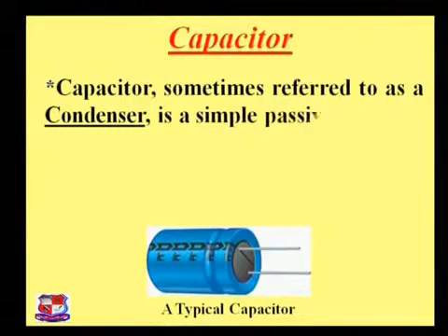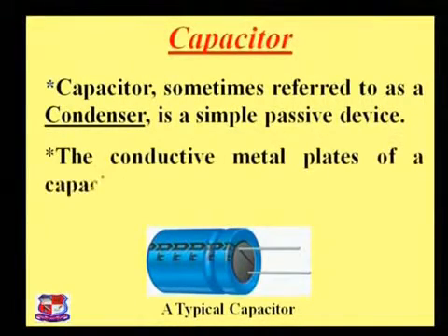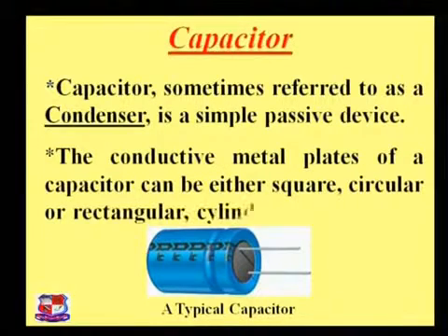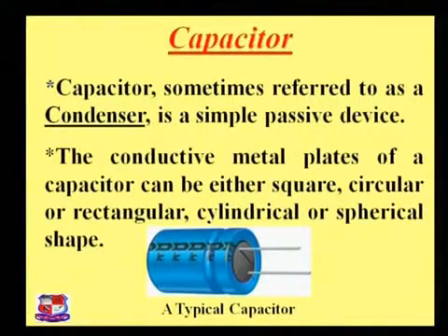Here at the bottom of the slide you can see the view of a capacitor. A capacitor is sometimes referred to as a condenser, a simple passive device. So if you hear the word condenser anywhere, it's nothing but a capacitor. The metal plates of a capacitor can be square, spherical, cylindrical, or in strip form. So different kinds of conducting plates are available in the market. Here is one view of a capacitor, in cylindrical shape.